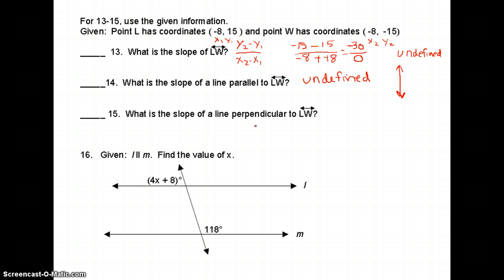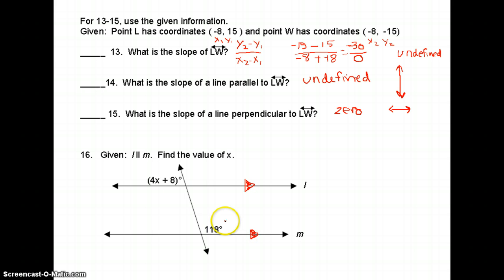15 says, what is the slope of a line perpendicular to LW? Well, if it's perpendicular, it's going to be going this way, like so. And the slope of that line is 0. So that's how you do those. You just need to remember the slope formula. 16, given L is parallel to M, find the value of x. Okay, so L is parallel to M.